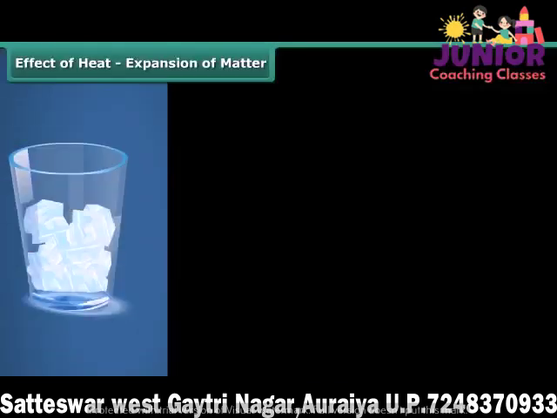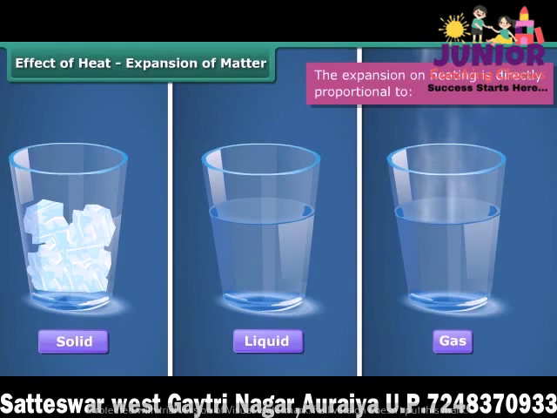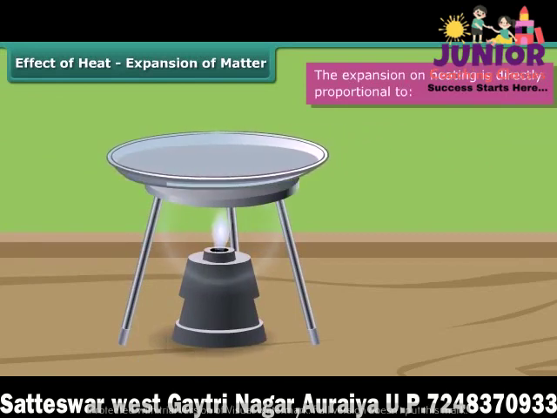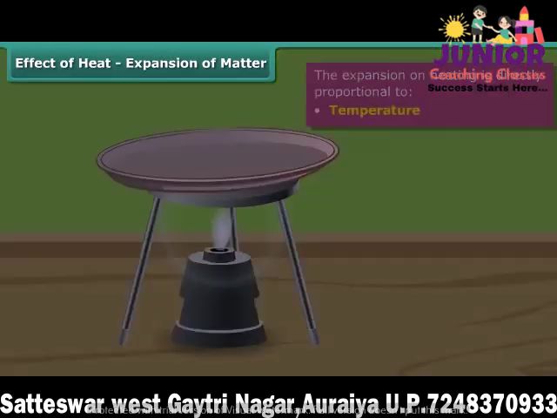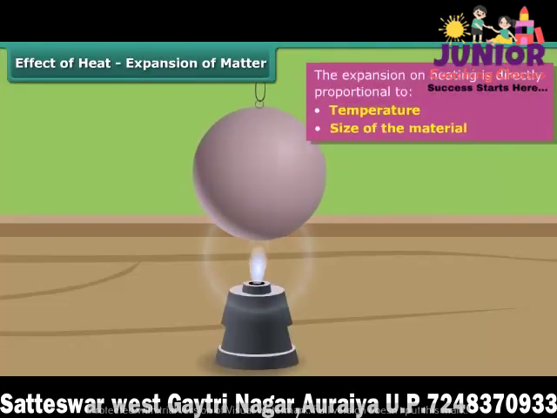Matter exists as solid, liquid, and gas. All the three states of matter expand on heating. The expansion of matter depends on the temperature through which it is heated. In this case, when we heat this plate, the higher the temperature, the more the expansion. Expansion of matter also depends on the size of the material being heated. The longer the plate or the bigger the bowl, the more the expansion for the same rise in temperature.